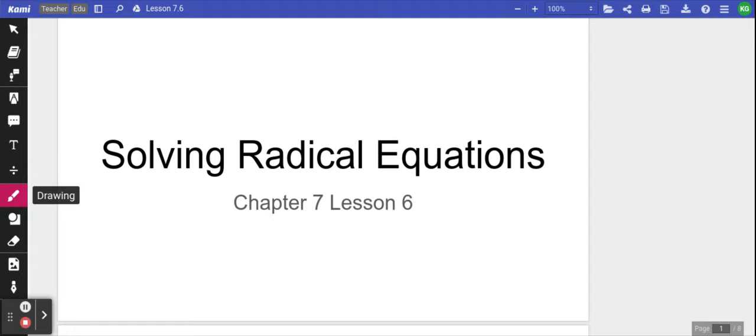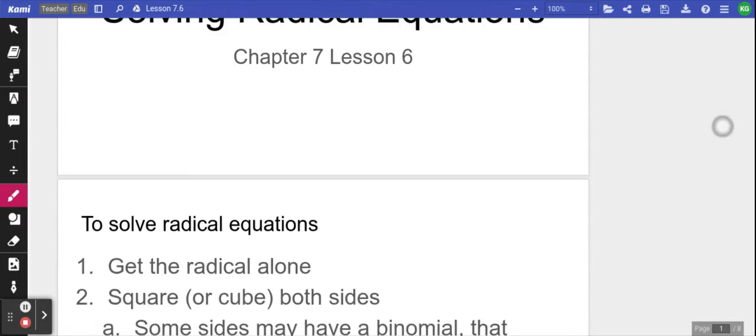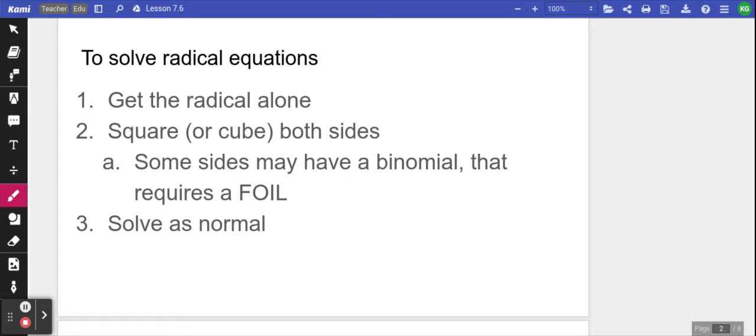Solving Radical Equations, Chapter 7, Lesson 6. Go ahead and pause here and take these notes.